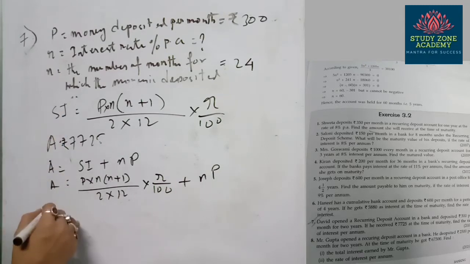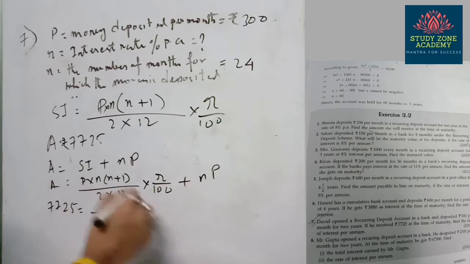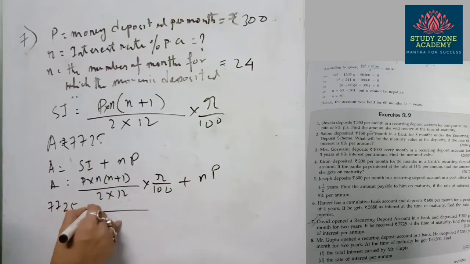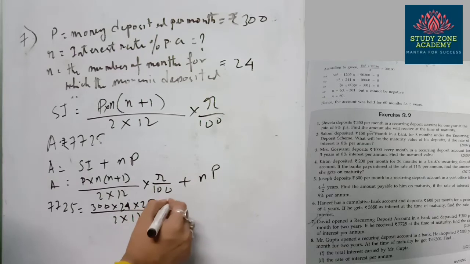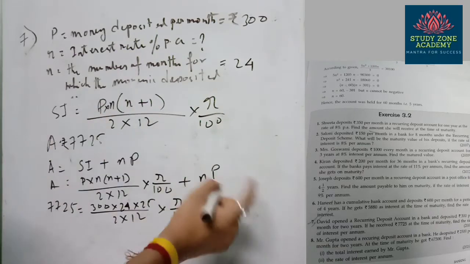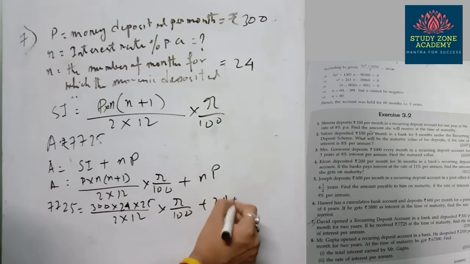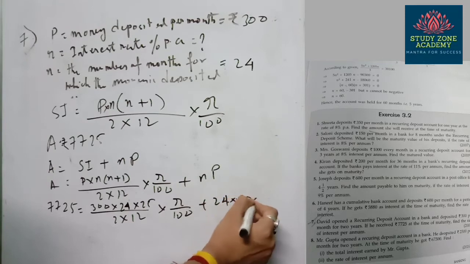Okay, let us substitute the values. 7725. Value of P is 300 into 24 into 25, 2 into 12. We don't know the value of R. N is 24 plus, not plus, sorry. It's going to be 300 multiply.